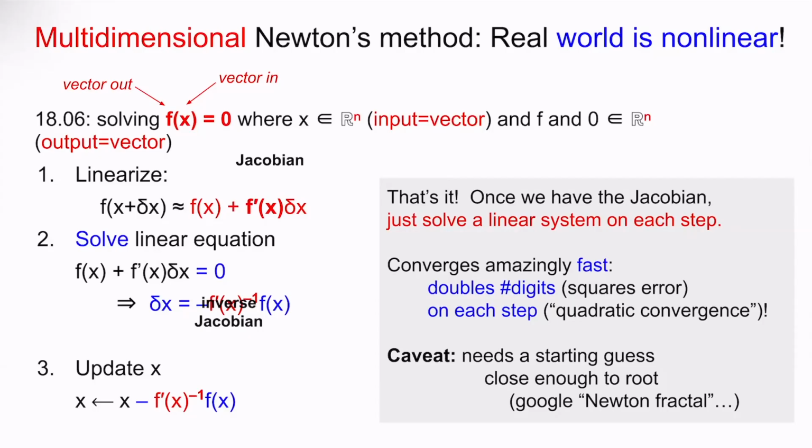Then you do exactly the same thing. You approximate f by a linear function. f of x plus delta x is approximately f of x plus f prime of x delta x, and that's what we've been seeing over and over again. This is the definition of f prime, that linearization.